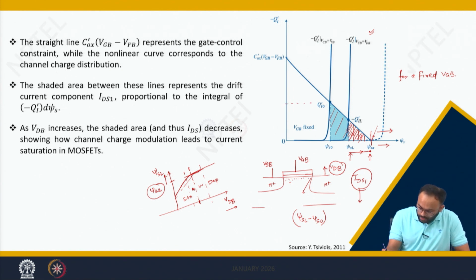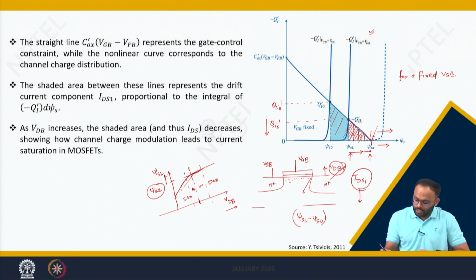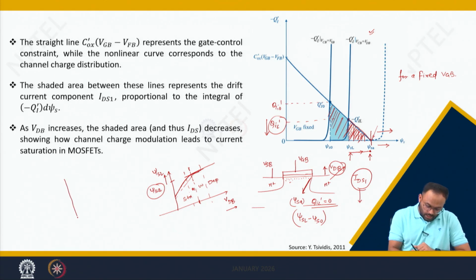Similarly, if you see this point, this is QI0 and this is QIL dash. As this point is going towards this side, QIL dash approaches 0. So we have seen two factors: when you increase VDB, ultimately the surface potential at this side is pinned to the value of psi SA, as well as QIL approaches 0. But to maintain current continuity, the overall current, which is the area of this region, is nothing but constant, and hence we can plot the output characteristic as we have seen in the previous lecture.